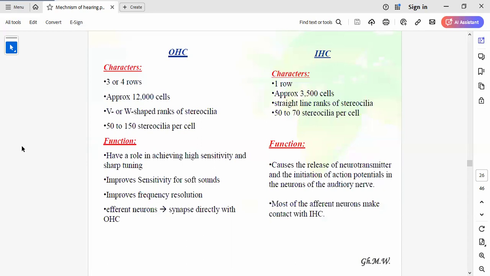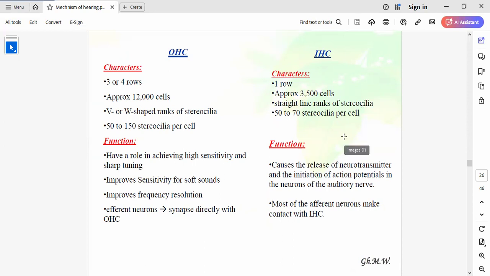On the basilar membrane, as said in anatomy, there are two types of hair cells, outer and inner. Outer hair cells are the main filtering component of our basilar membrane. Outer hair cells are formed of 3 or 4 rows, approximately 12,000 cells. From above, the stereocilia on the outer hair cells form a W or V shape. Per cell, there are 50 up to 150 stereocilia. Inner hair cells: 1 row, 3,000 cells, with straight-line ranks of stereocilia. From above, we can see it as a flattened U-shape. On each cell, there are 50 up to 70 stereocilia.